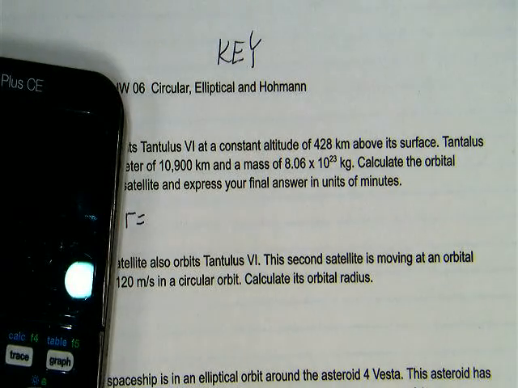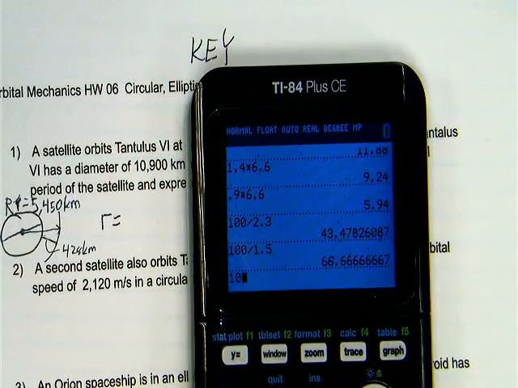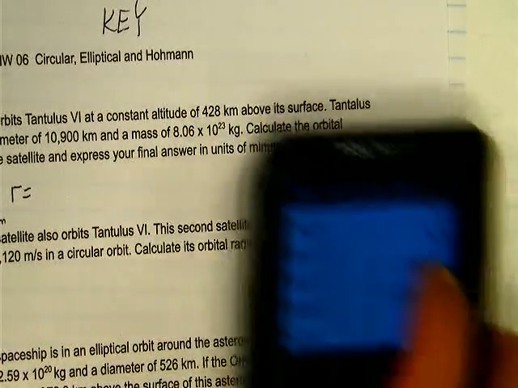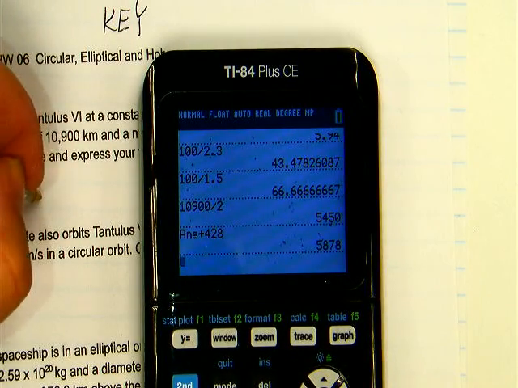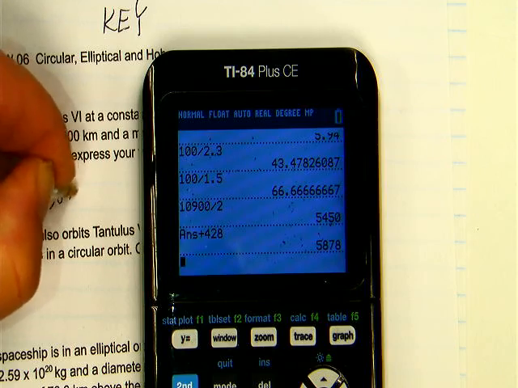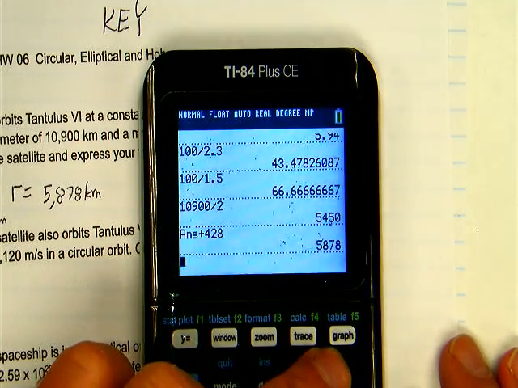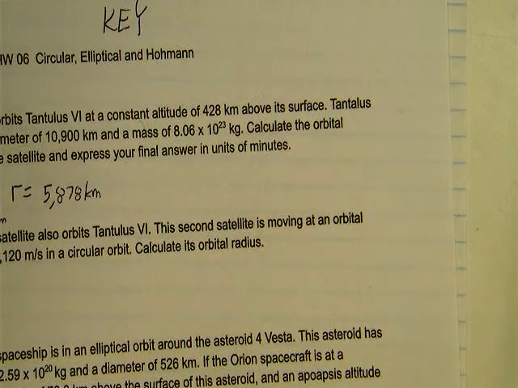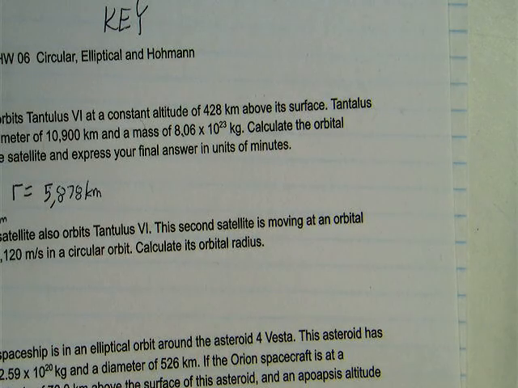I'm just going to rely on my calculator: 10,900 divided by 2. Good, I got that one right. Now add to that the orbital altitude of 428, enter, and it says the orbit radius is 5,878 kilometers. All right. Given the mass and the radius, calculate the orbital period.